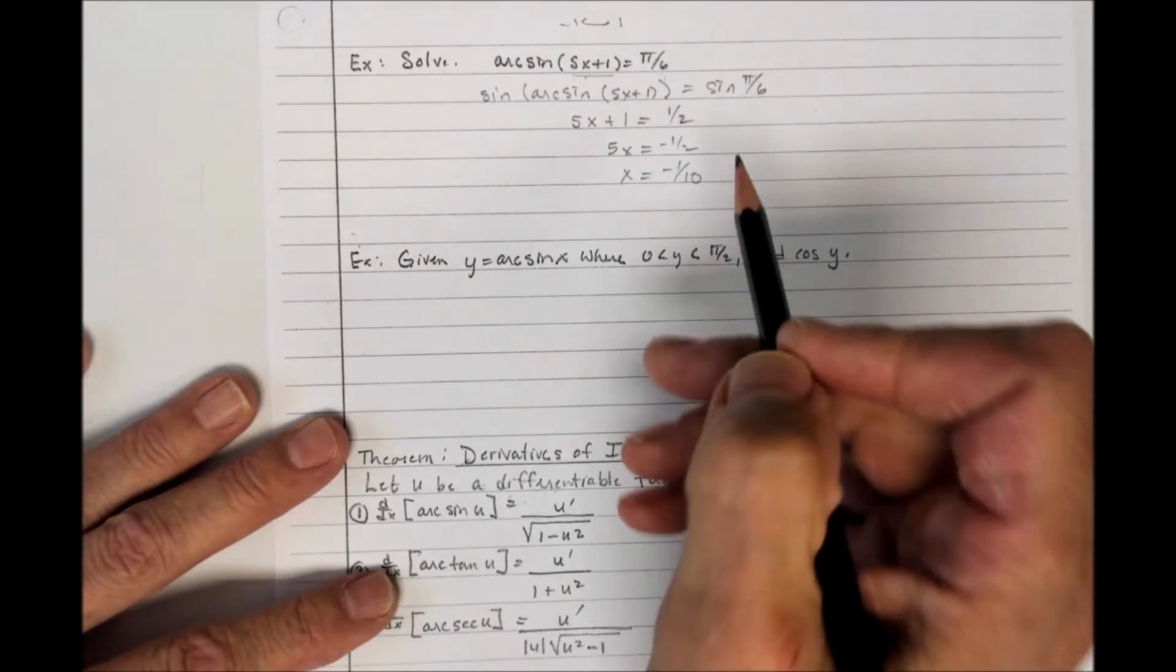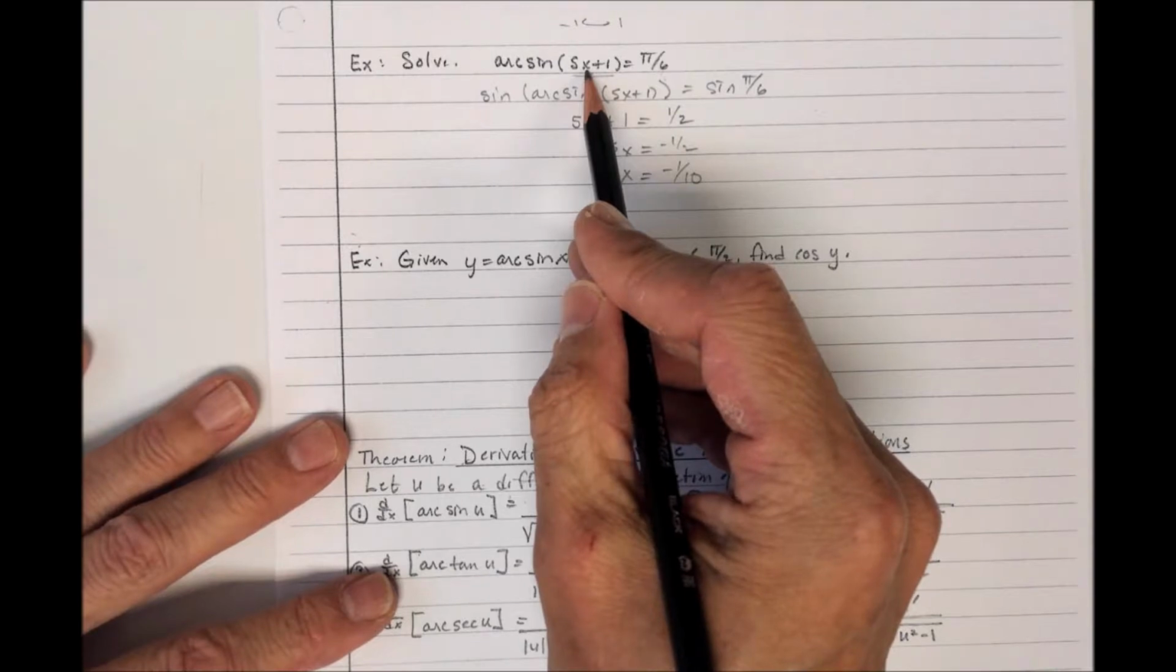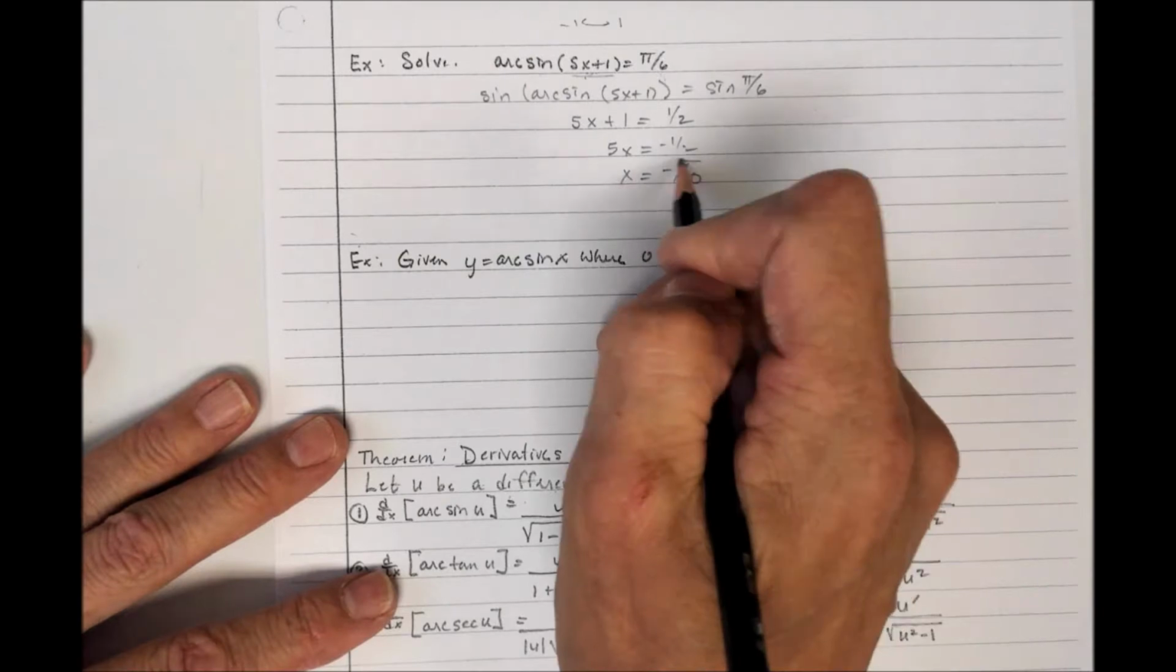Now, if I plug negative 1/10 in here, 5 times negative 1/10 is negative 1/2. Plus 1 is certainly in that negative 1 to 1 range. This is a good answer.